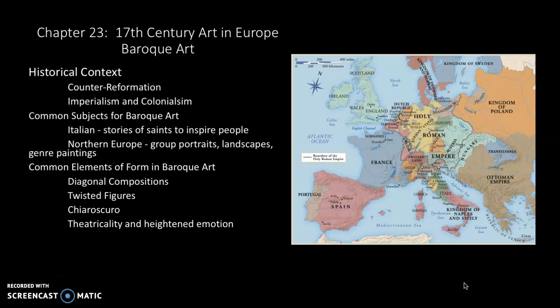We're also going to look to the north, particularly the Dutch Republic, and this is the golden age of Dutch history. We're going to talk about people like Rembrandt, Jan Vermeer, these great icons of Dutch art. We're also going to go to France and look at Louis XIV, the Sun King, who redesigns a French court at Versailles outside of Paris.